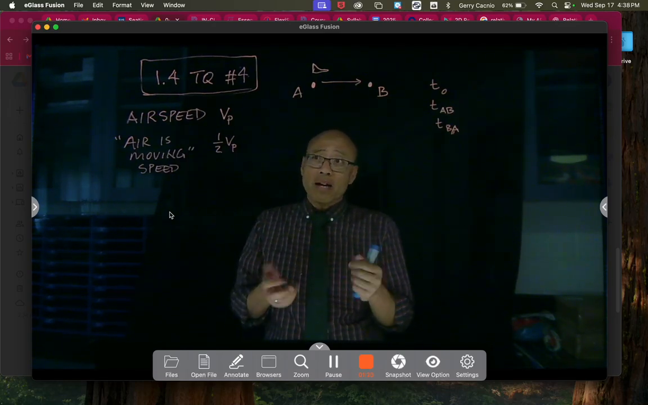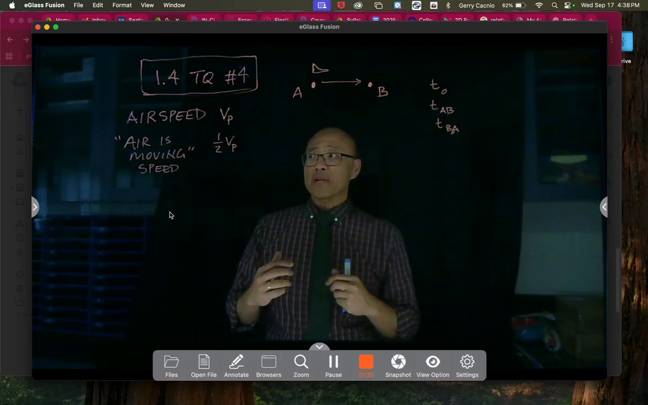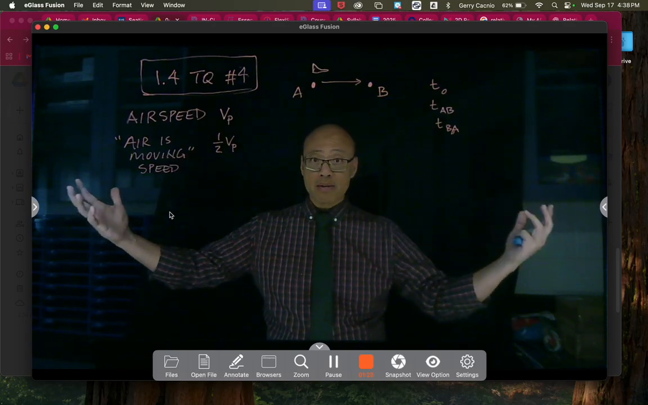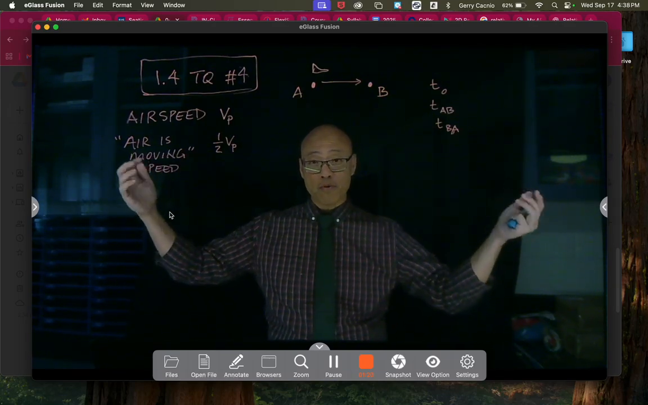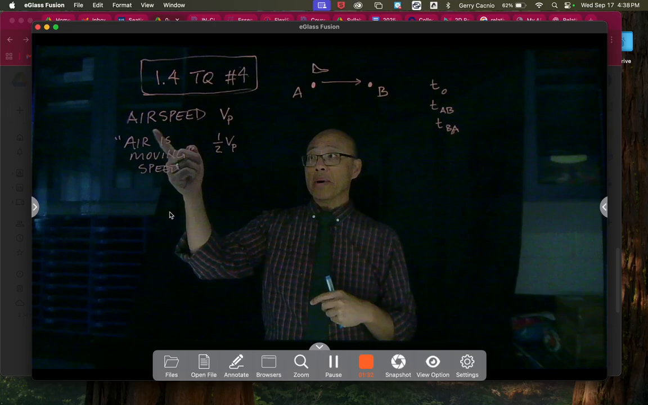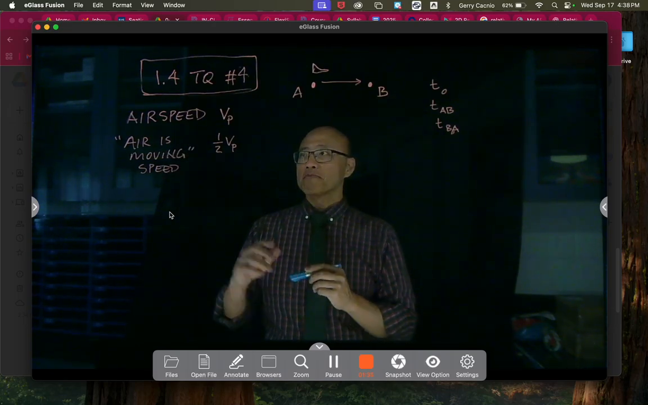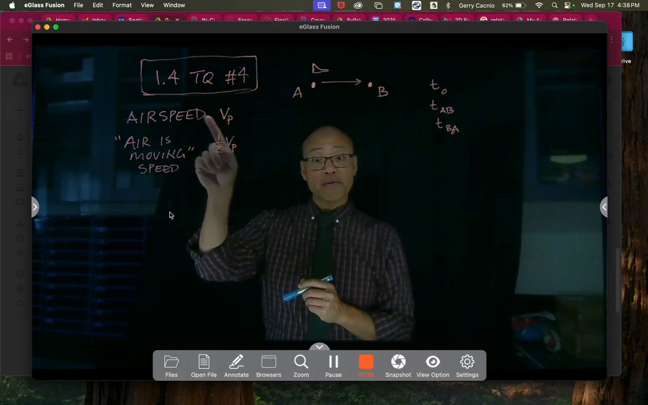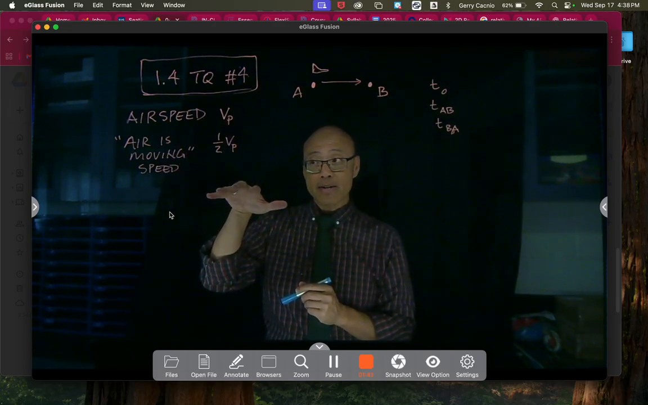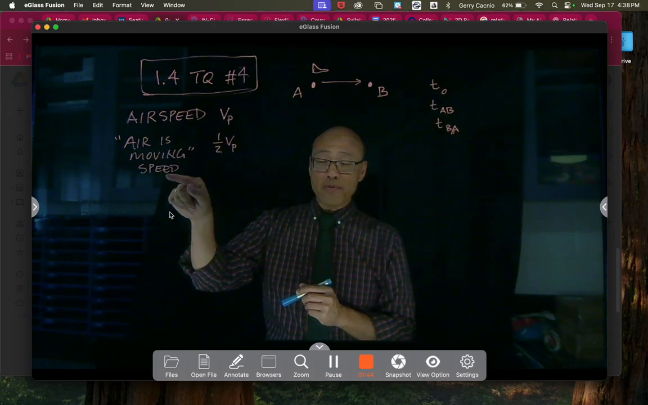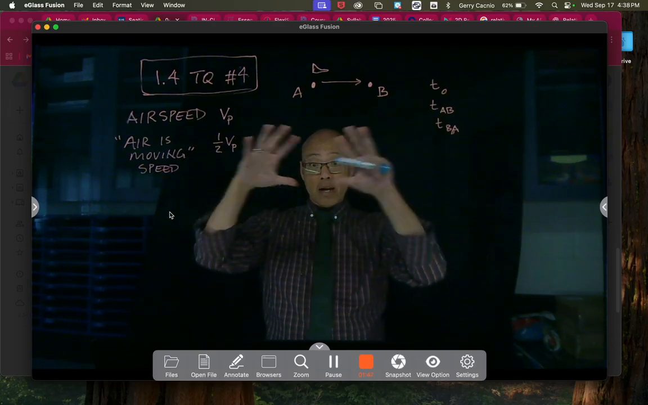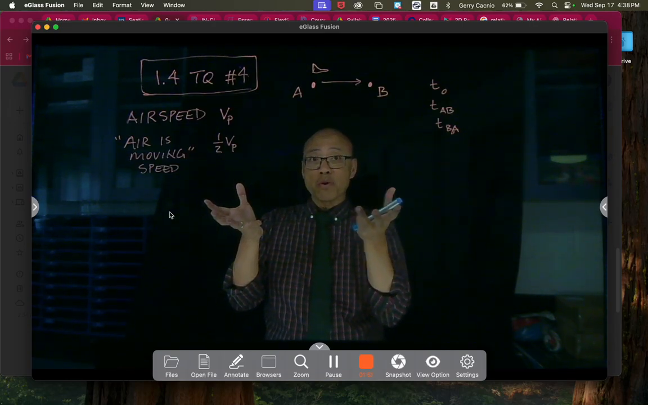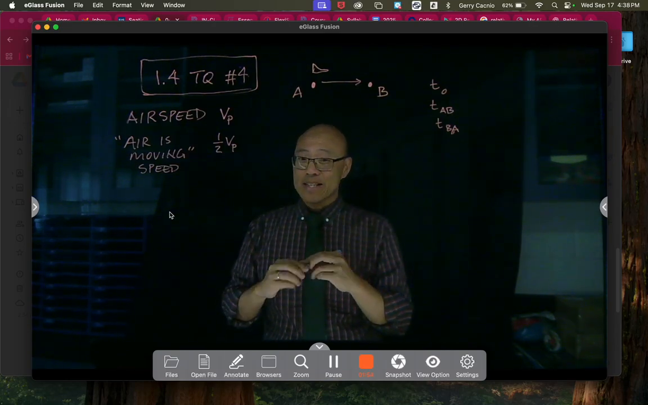So if you think about it, I'm in a plane. What's the simplest way for me to figure out how fast the plane is moving? Well, if I can sense something about the air around me, like maybe how fast it's blowing over my wings, that gives me my airspeed. So it turns out the airspeed VP is the velocity of the plane relative to the air that it's flying in. And when we say the air is moving, that's the velocity of the air carrying the plane, how fast it's moving relative to the ground. So that's kind of the key to this problem.